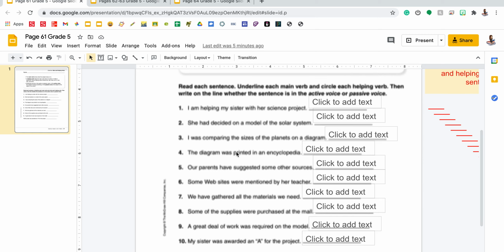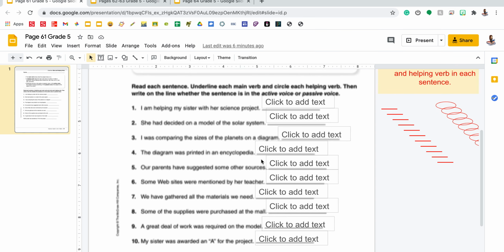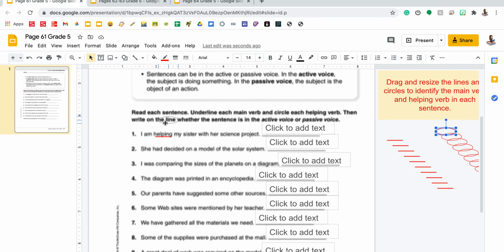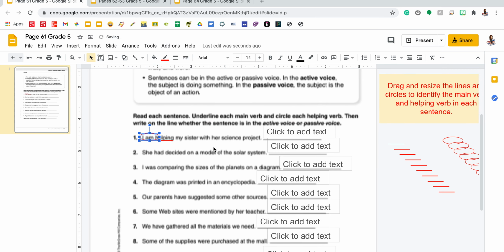So remember from fourth grade that an easy way to identify a helping verb is that it comes right before the main verb. So I think it's easiest to find the main verb first. Number one says, I am helping my sister with her science project. The lines and circles are already done for you, so you'll just click and drag. Again, I think it's easiest to find the main verb. Helping is the main verb in this sentence. And the helping verb comes right before the main verb, so it is am.